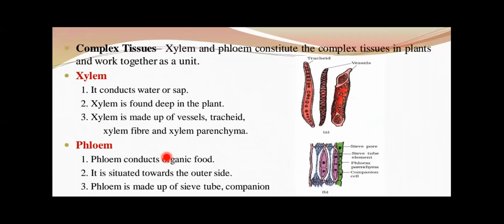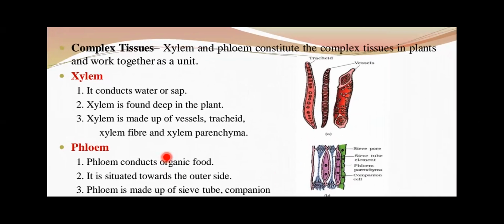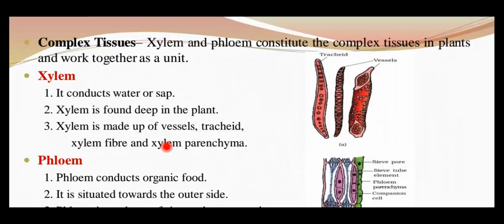Xylem, basically, what is this? Why they are called complex tissue? First of all, they are made up of more than one type of cells, and they are called as complex tissues. Xylem, basically, which is functioning as a water conducting tissue, it also conducts minerals from roots to the stems and finally to the leaves also, and it also provides mechanical strength to the plant parts.